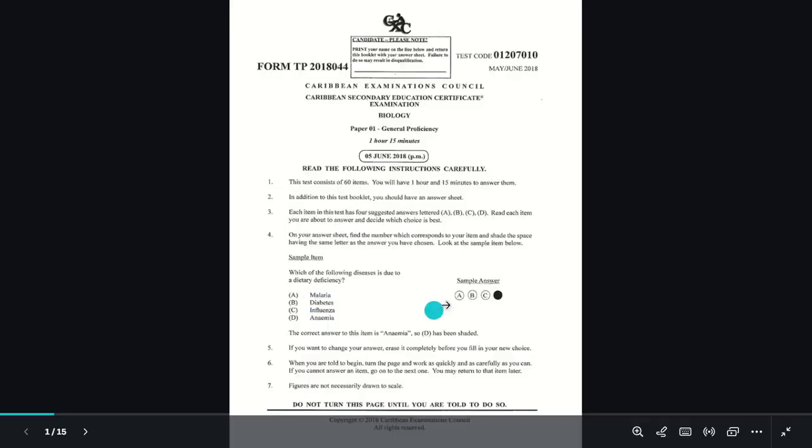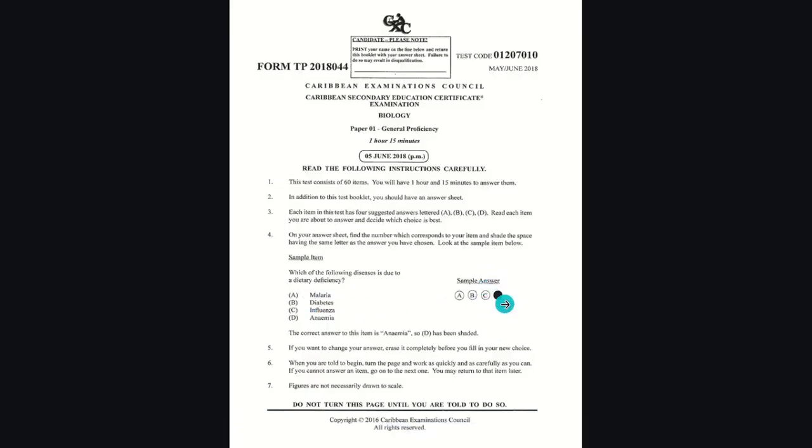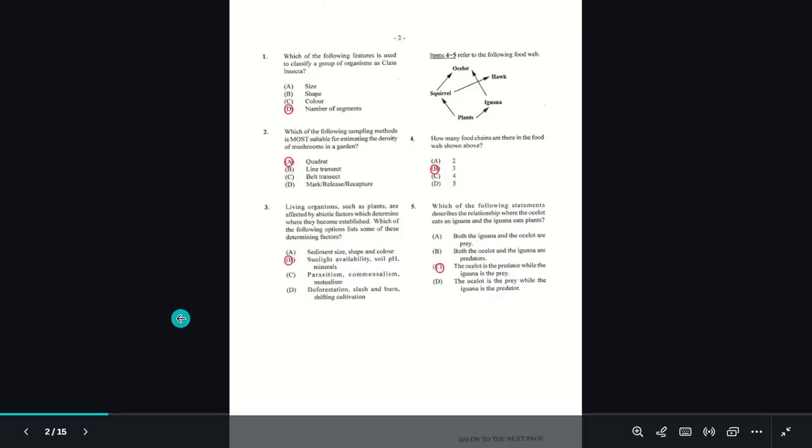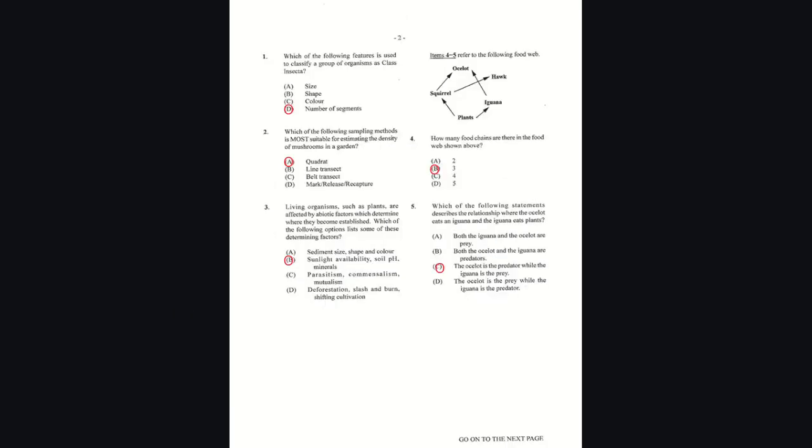Just a sample item: which of the following diseases is due to a dietary deficiency? And then you have D right here, and they're saying that you have to shade it. So that's just the front page with instructions. But anyways, we're going to be going through the 60 questions and selecting the best possible answers. Alright, so first and foremost, biology is the study of living organisms and their interaction with the environment.